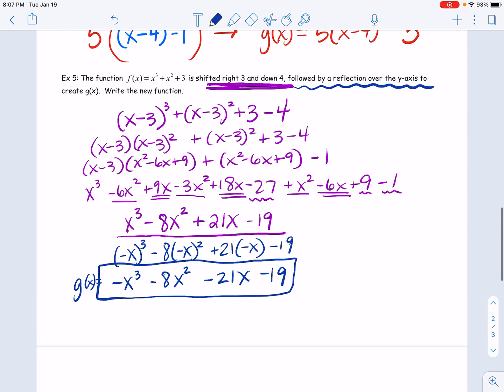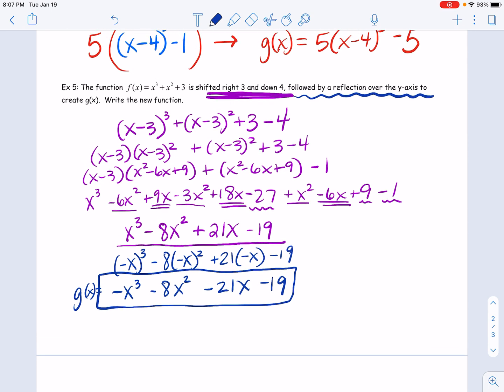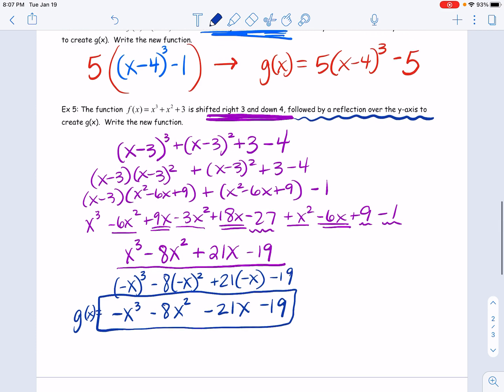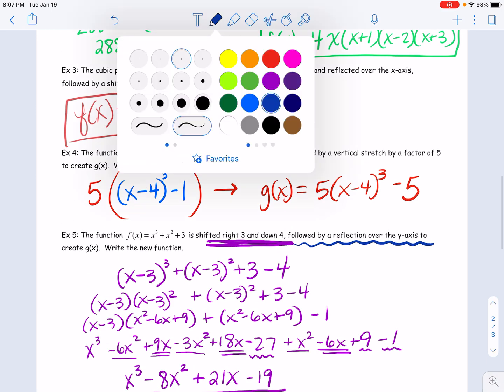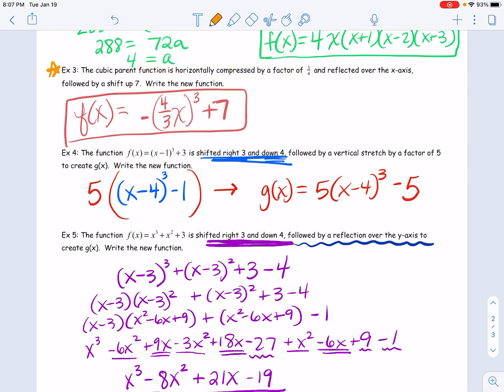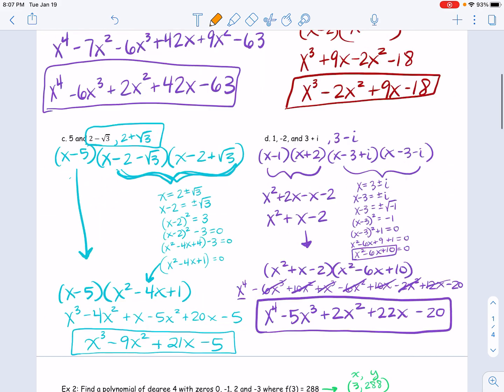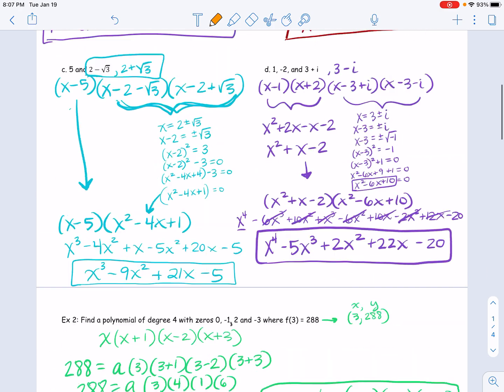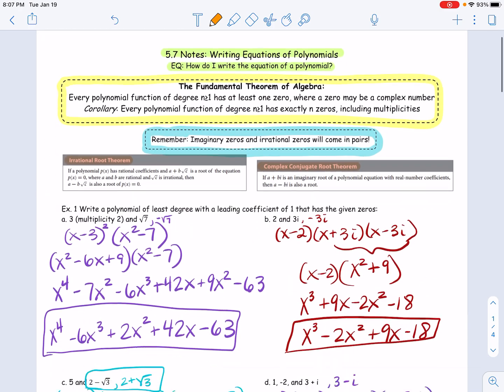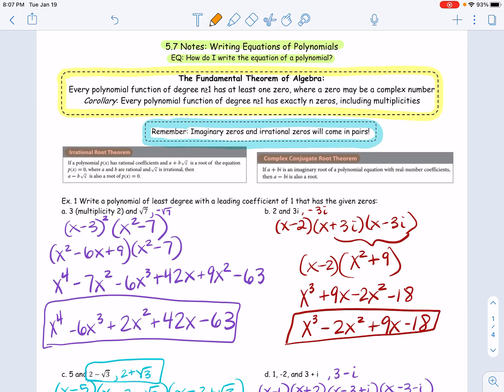So I know that one, like I said, took a little while, and it was in standard form, not vertex form, so that was a little bit new. But remember, these 3, 4, and 5 are all from 5.1. Okay? So examples 1 and 2 are really just the lesson for 5.7, writing equations of polynomials. Bye.